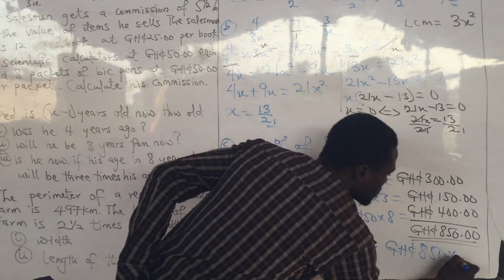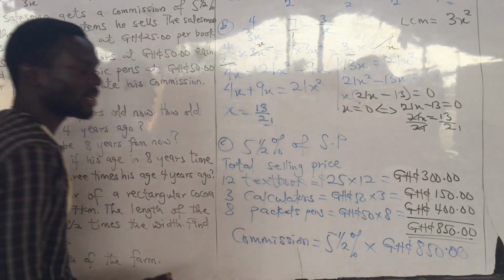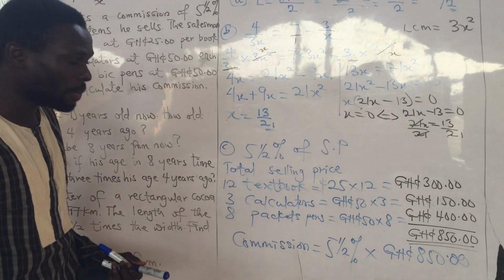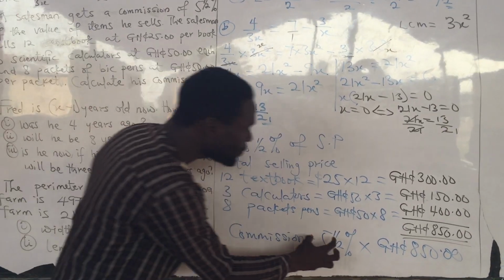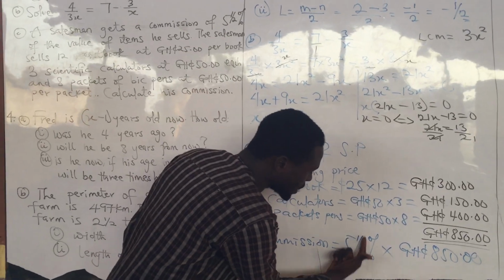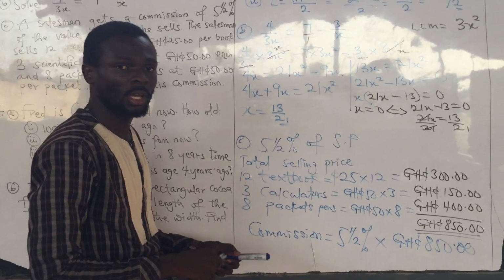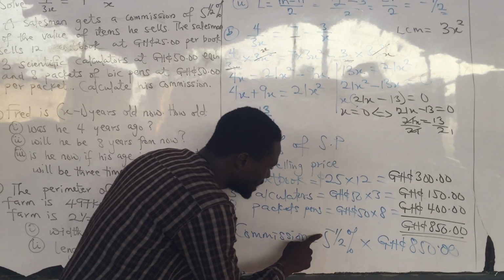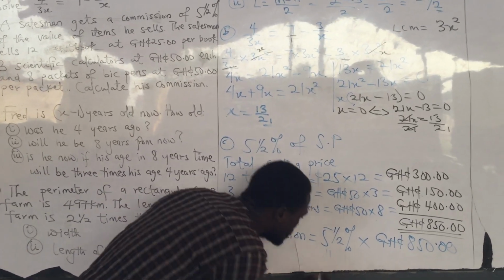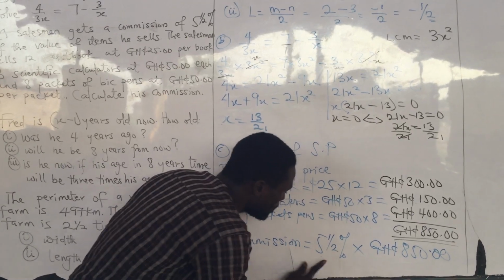850 cedis. So we are going to solve for this. Whatever we get becomes the salesman's commission. Now you have a mixed fraction with a percentage. So change the mixed fraction into an improper fraction, which is going to give you this times this as 10 plus this, giving you 11/2%.